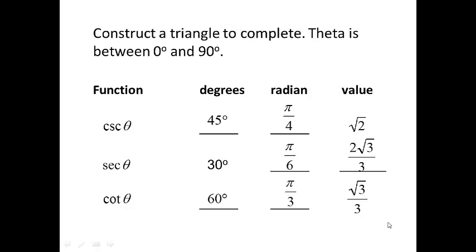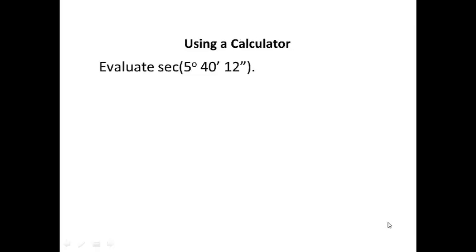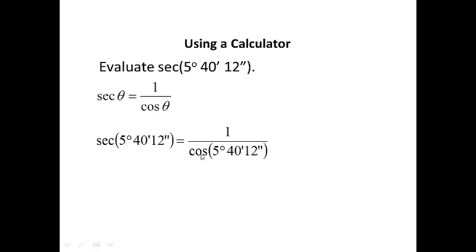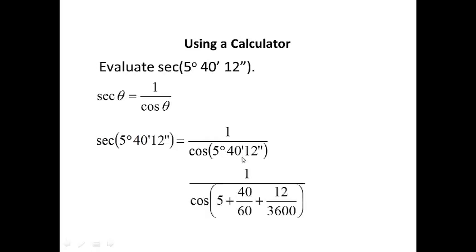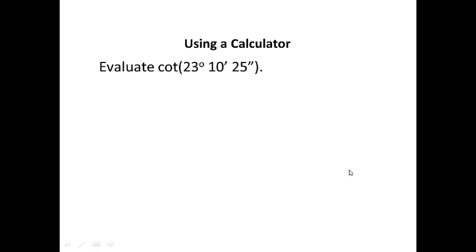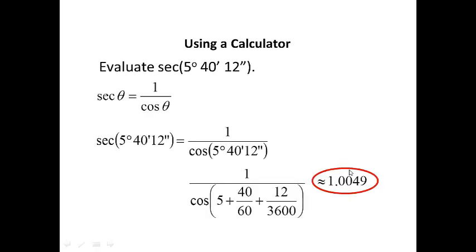Alright. Okay, using your calculator to find these values. I think hopefully you know that this is going to be 40 over 60 and then plus 12 over 3600. All you have to do is take the reciprocal. And when you put this in your calculator, you're going to put it in like this. And remember, you actually will have to write it like this in your calculator. And then you back up. You should get 1.0049.